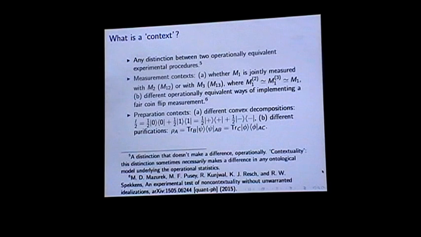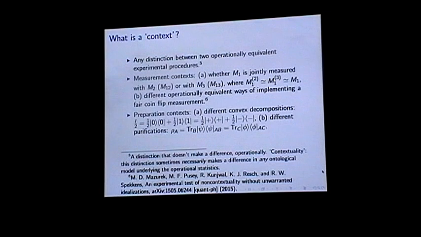So if you're trying to build an ontological model for the operational theory, then contextuality says that you necessarily have to introduce distinctions which don't show up operationally. So there's a certain redundancy in your ontological model. So, examples of measurement context.